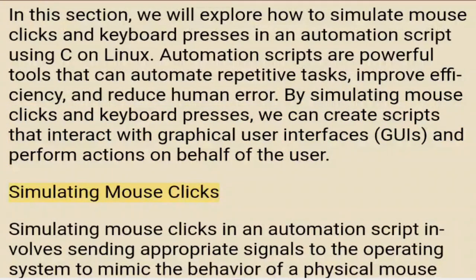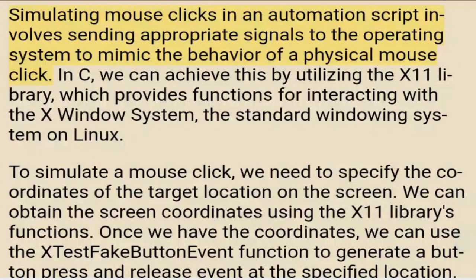Simulating mouse clicks. Simulating mouse clicks in an automation script involves sending appropriate signals to the operating system to mimic the behavior of a physical mouse click. In C, we can achieve this by utilizing the X11 library, which provides functions for interacting with the X window system, the standard windowing system on Linux.